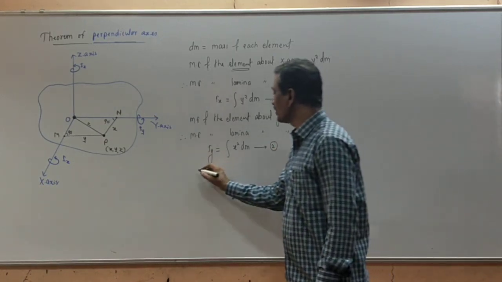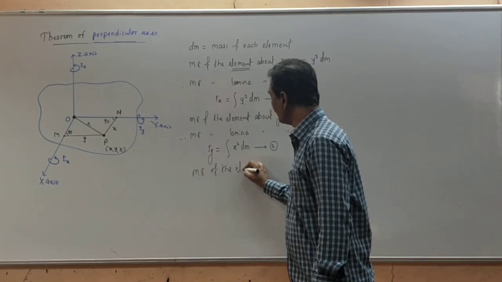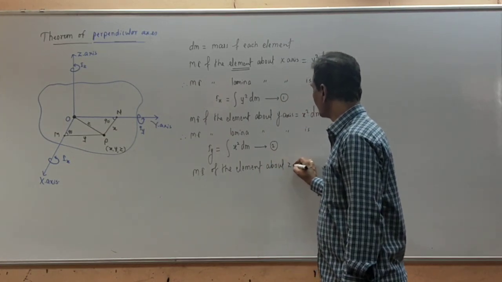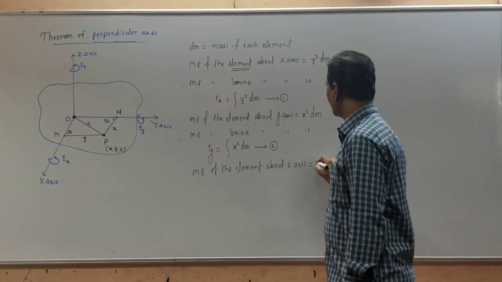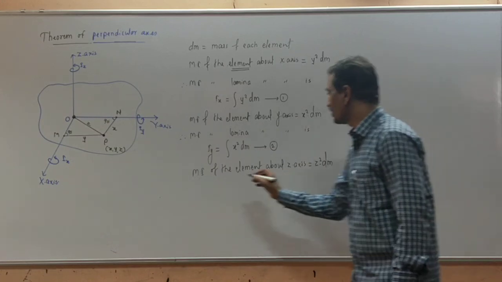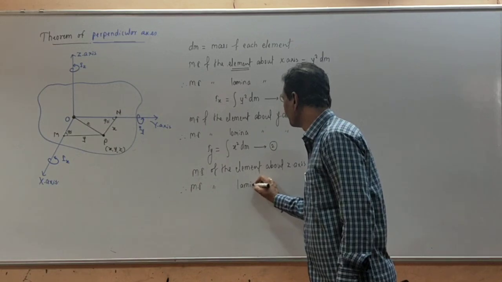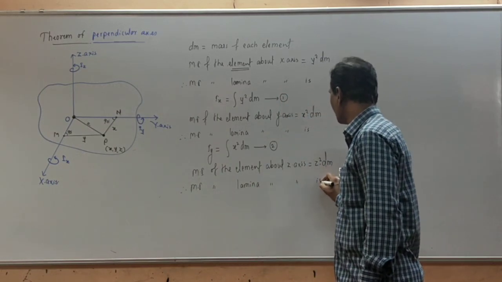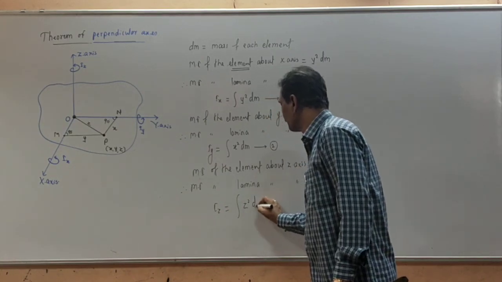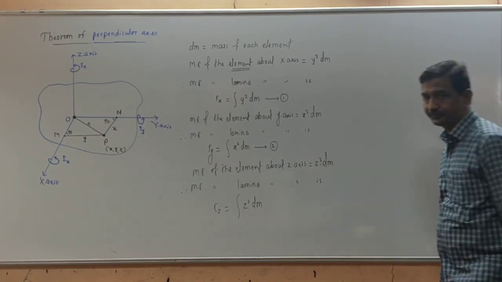Similarly, apply the definition of moment of inertia about z axis. So the moment of inertia of the element about z axis is z square into dm, and its integration gives us the moment of inertia of the lamina about z axis, denoted by letter Iz. So Iz is the integration of z square into dm. Now see the figure.